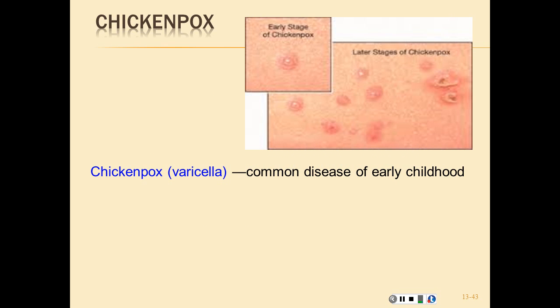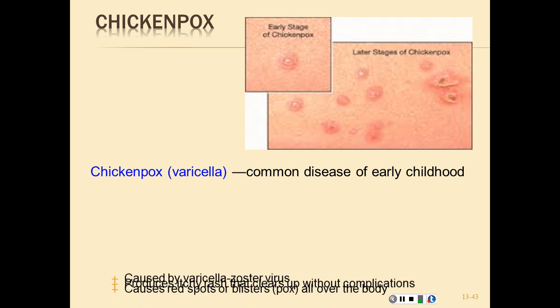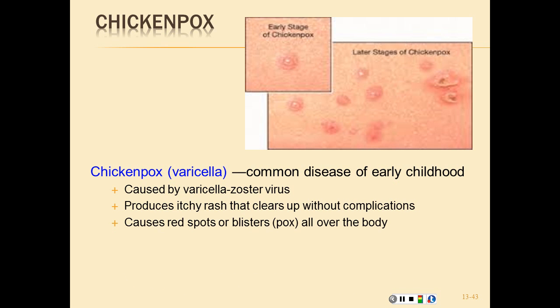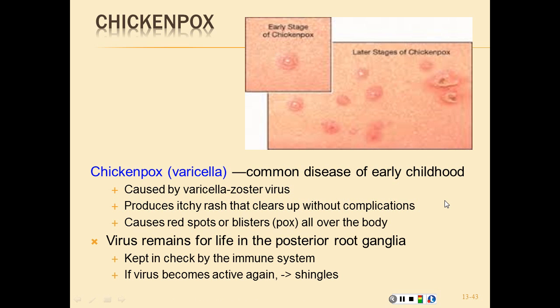Now let's take a look at chickenpox. Most people have had chickenpox, and it's a disease that occurs early in childhood, and it's caused by the varicella zoster virus. It produces an itchy rash that clears up without complications. It causes these red spots or blisters all over the body. Now the virus remains for life in the posterior root ganglia, okay, and is kept in check by the immune system. And as the virus becomes active again, it will lead to shingles.